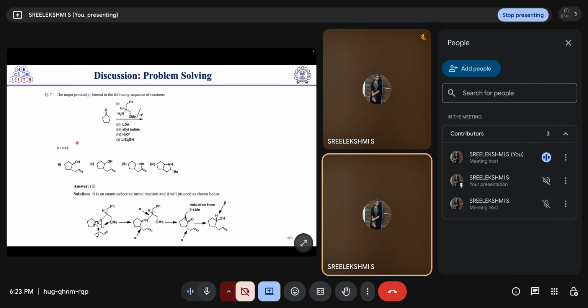So here, this is an enantioselective imine reaction. Firstly, this enamine will be forming, and this will attack over here, and it will form this intermediate. Since this is the reduction, the reduction will happen from the beta side because this is coming alpha. So the proton will be coming from the beta side, and the hydroxyl group will go alpha because this is also alpha. So this will be the corresponding product. So the correct answer would be option 2.